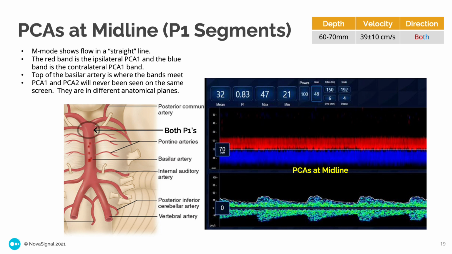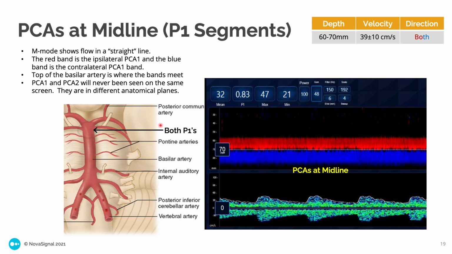In this particular M mode presentation, the red band is the ipsilateral PCA1 segment and the blue band is the contralateral PCA1 segment. Where the bands meet is actually the top of the basilar artery. And again, PCA1 and PCA2 will never be seen on the same screen. They live in different anatomical planes.